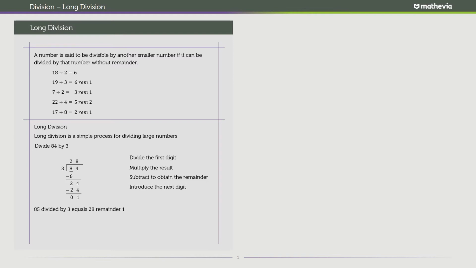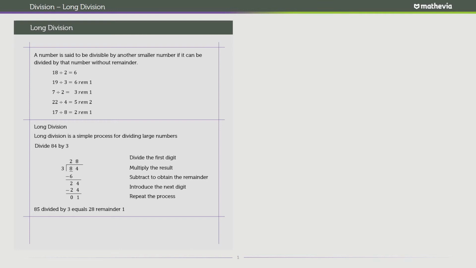Then we introduced the next digit, which was 4, and we divided again. 24 divided by 3 gave us 8, and we multiplied. So we repeated the whole process again. Divide, multiply, subtract, introduce the next digit, and repeat the process. That's what you need to do. Let's do a few more examples so you get more used to it.